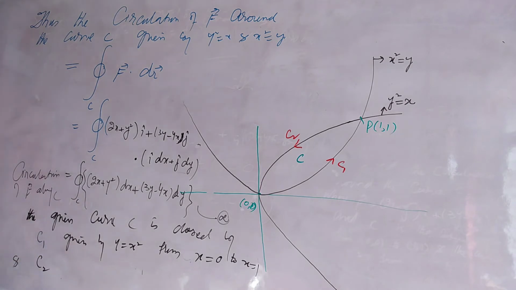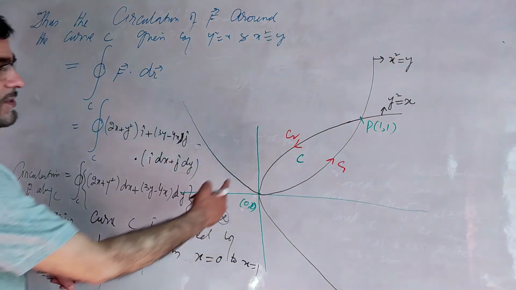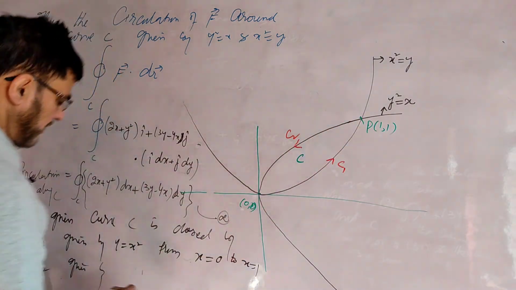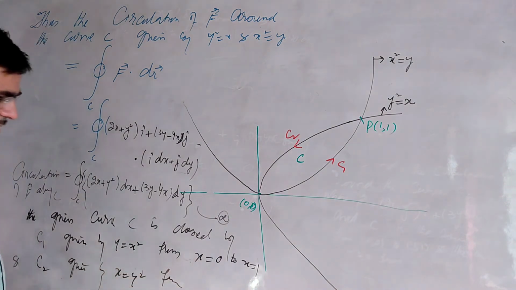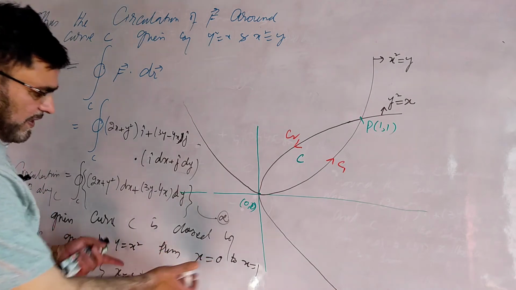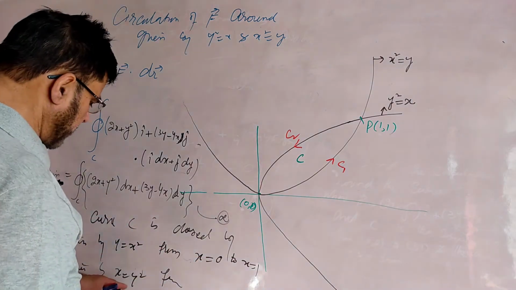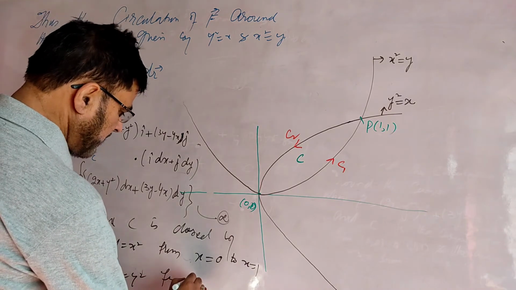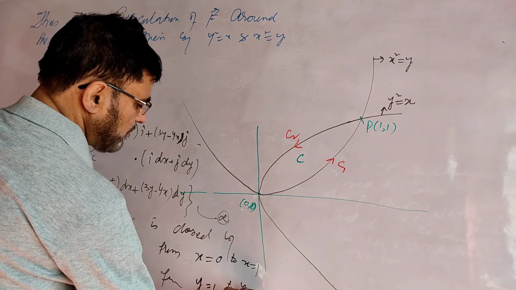it is closed by C2 also. C2 is given by what? You just look there, C2 is given by x is equal to y square. You can write this in terms of x or in terms of y, it is up to you, but in the problem it is mentioned, I am going accordingly. x is equal to y square from y is equal to 1 to y is equal to 0.